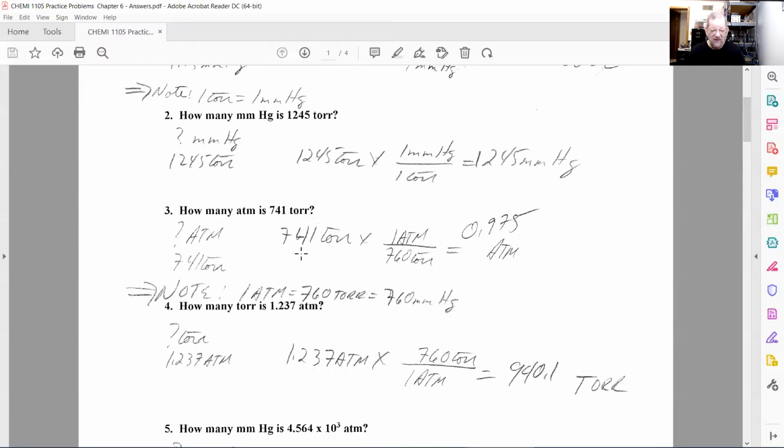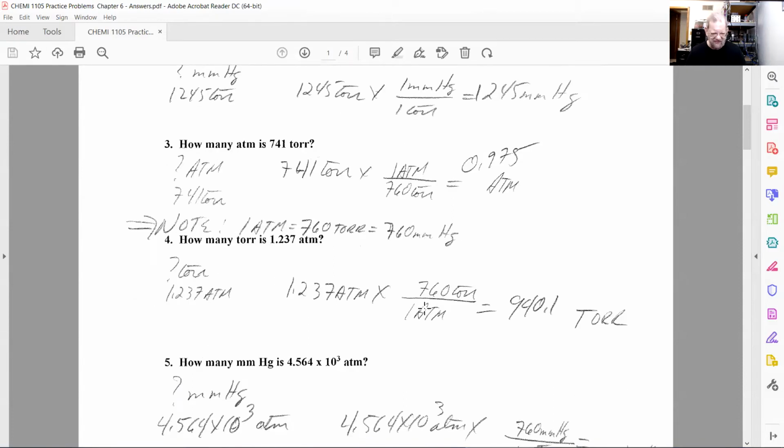So if we do the math, you round this off to 3 significant figures. And notice, someone was nice enough to even write down a note: 1 atmosphere, 760 torr equals 760 millimeters of mercury. Now, if we look at number 4, but first, time out for a tea break. Oh, that blueberry tea is good.